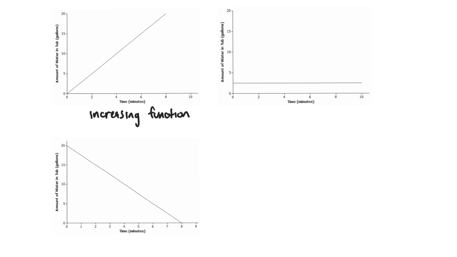This graph is flat. It's a horizontal line. So that's what we would call a constant function. It's a constant because it doesn't change. It's the same no matter what. And then lastly, we have this graph here, which is moving down as I read from left to right. This line is headed down, which means it has a negative slope, which means this is a decreasing function.